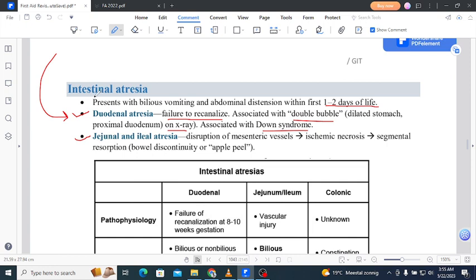There is another point of intestinal atresia that is happening in the jejunum or ileum. That is called jejunal or ileal atresia. Disruption of the mesenteric vessels leads to ischemic necrosis and segmental resorption, bowel discontinuity, the apple peel sign.